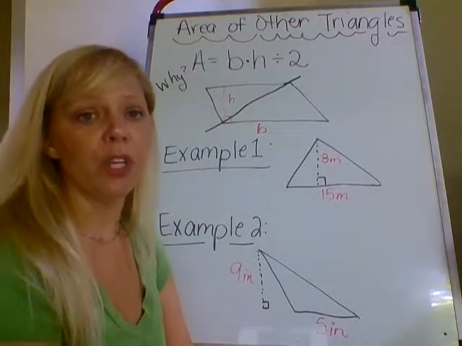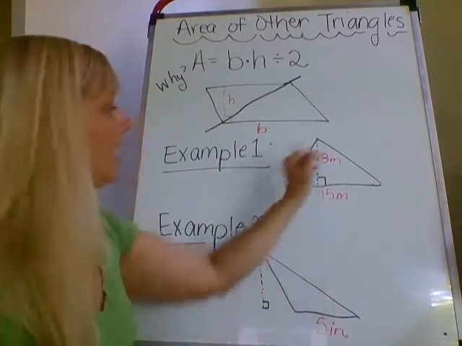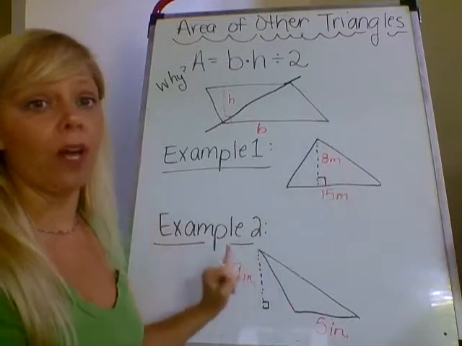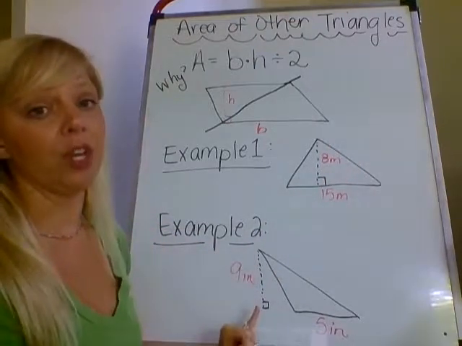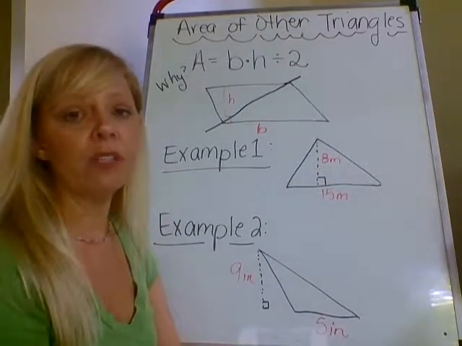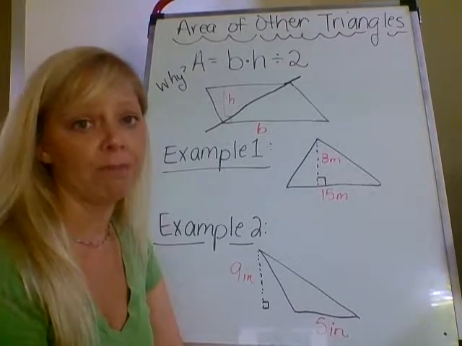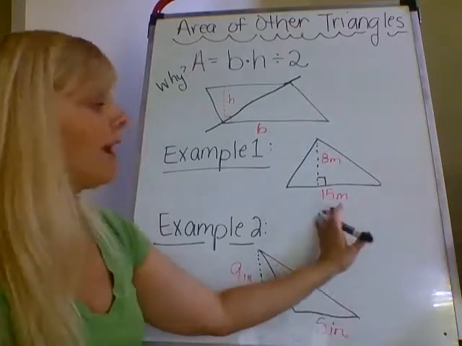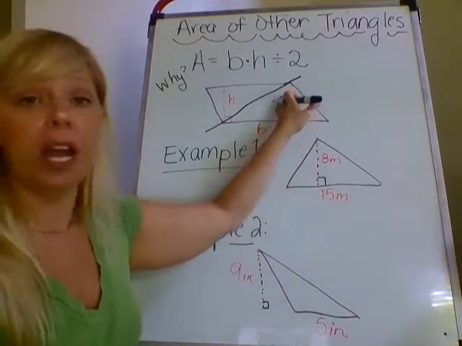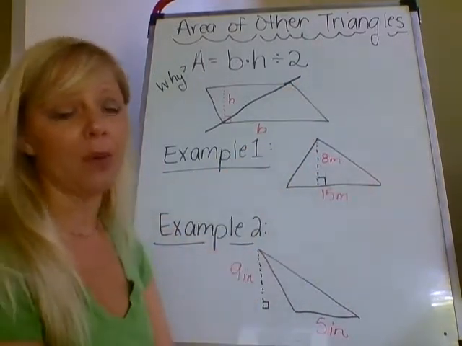Sometimes when you have an acute or obtuse triangle, the height is going to be on the inside, like on example 1, or on the outside, like example 2. Just like parallelograms, wherever you see that right angle box, that's where you know where your base and your height are going to be. So let's say I took this triangle and I moved it down here as my example 1.